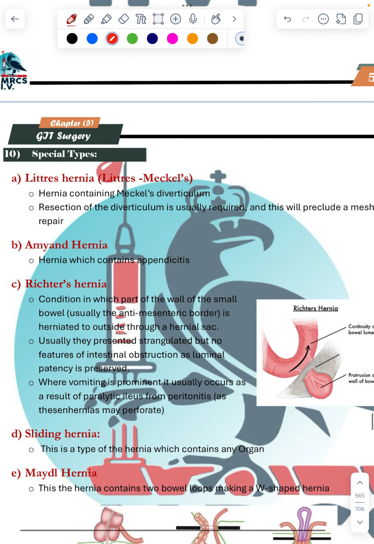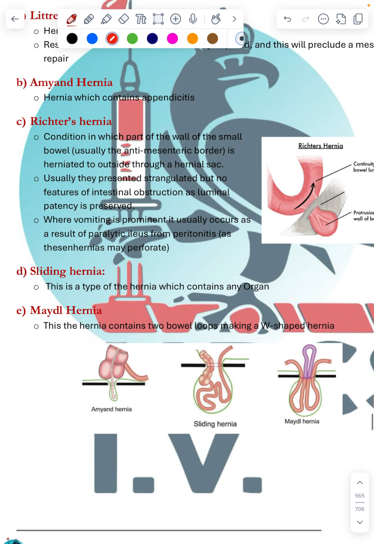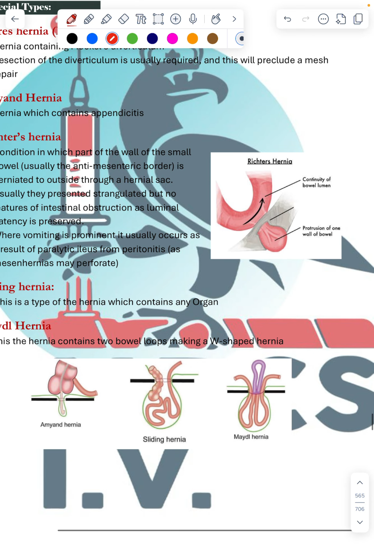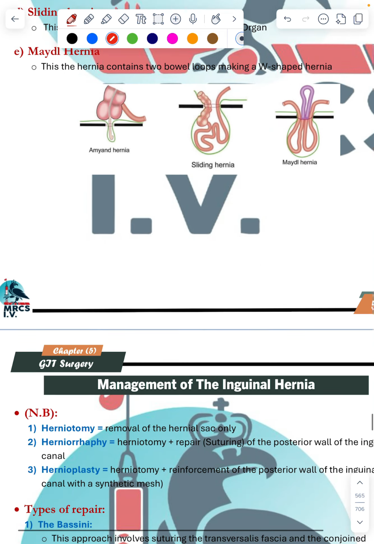Littre's hernia, where Meckel's diverticulum is coming through it. Amyand's hernia, where the appendix is coming through. Richter's hernia is where only part of the lumen is involved. These are Maydl's hernia, which is the M type.